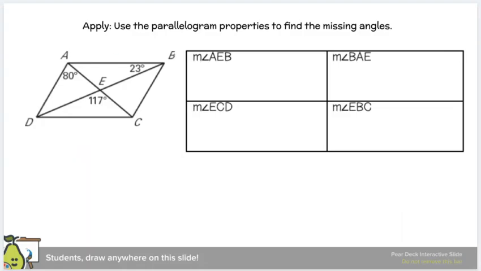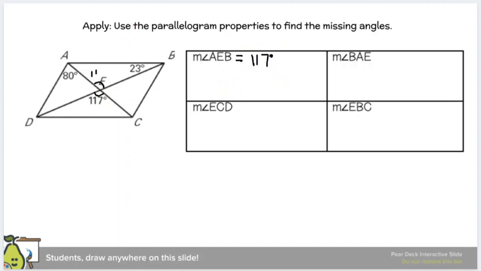On our next slide, we're going to, again, use our parallelogram properties to find these missing angles, and you may have to use some other background knowledge from our parallel line angle pairs to figure out the rest of these. So I'll help you start off. We have angle AEB that we want to figure out, and that's this angle right here. Well, this angle is across these intersecting lines from the angle that is worth 117 degrees. So these two angles, remember, are vertical angles, which means the measure of angle AEB should also be 117 degrees.